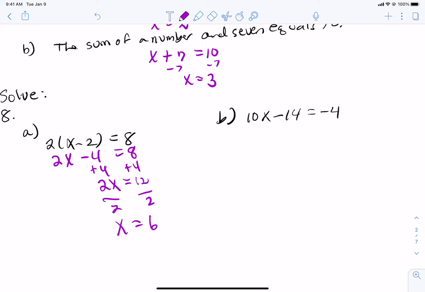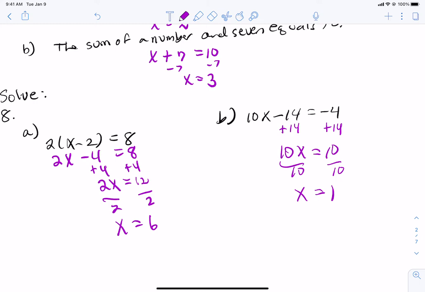Let's take a look at B. First step for that one, what do you think it would be? Yep, get that 14. So the 10 is attached to the x until we divide it off. You don't want to divide it off until it's ready. So move that 14 first. We're going to add 14 to both sides. We get 10x equals 10. Divide by 10. x is equal to 1.